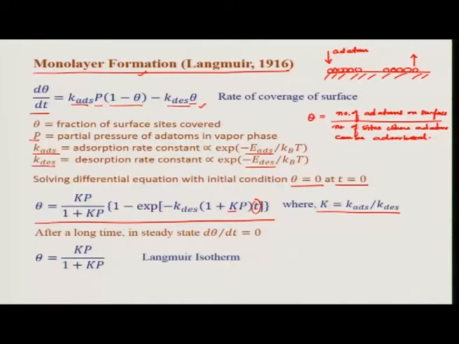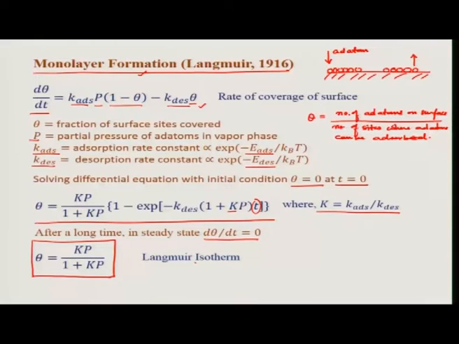Now, we want to know if we have kept a surface at some pressure P and the temperature is such that K is the ratio of adsorption to desorption rate constants. After a long time, we will have a steady state, because some of the atoms will be adsorbed and some will be desorbed. So, it will reach a steady state, and at that steady state the fractional coverage would be given by this. If you put d theta by dt equal to 0 into this expression, you will get this, and this curve is called the Langmuir isotherm.